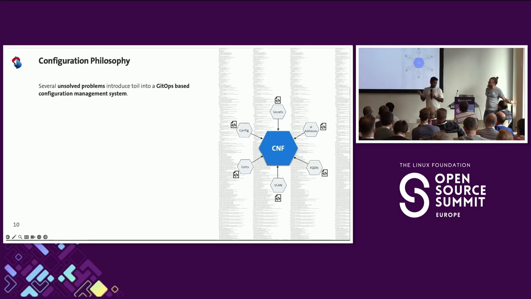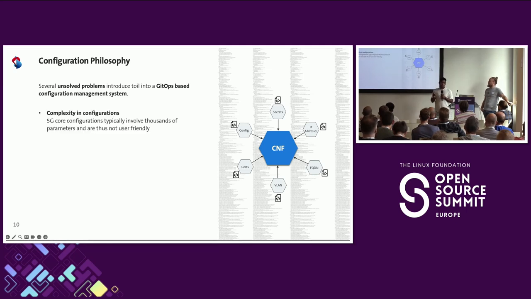So in our configuration, we have discovered several unsolved problems which introduce toil into our config management system. The first is the sheer complexity that the 5G core introduces. As Yoel mentioned, we have tons of pods and config parameters, there are interdependencies and such. So it's not that user-friendly.